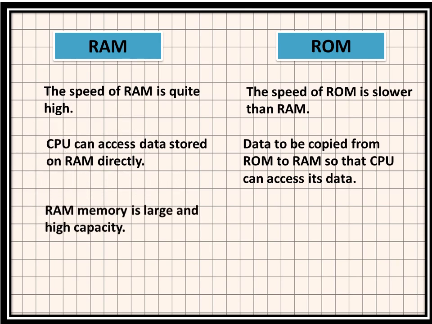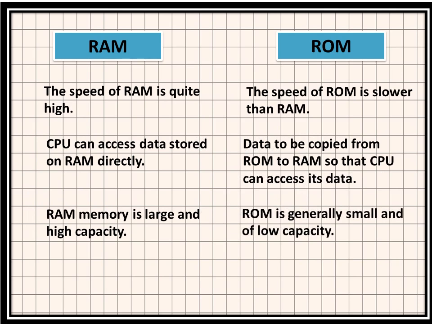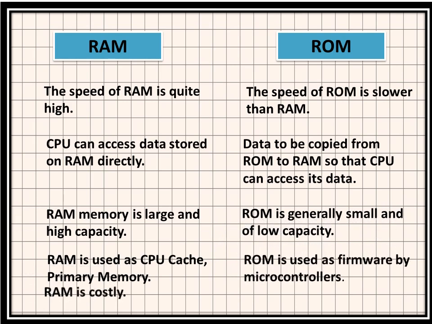RAM usually has higher capacity and it's used as primary memory or CPU cache. ROM is smaller in size and used for firmware storage in devices like microcontrollers. Also, RAM is more expensive, while ROM is cheaper in comparison.